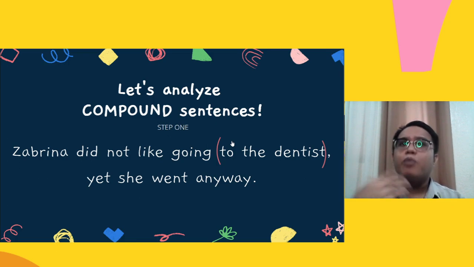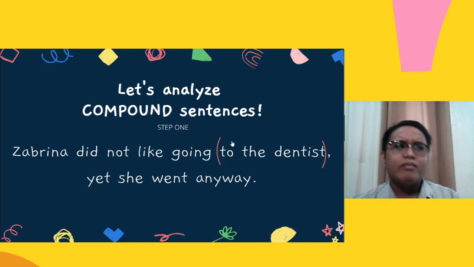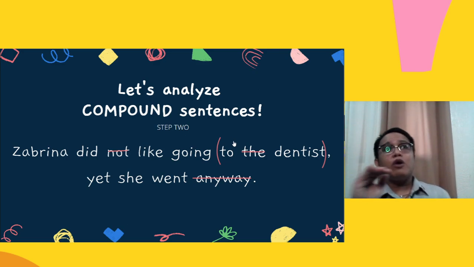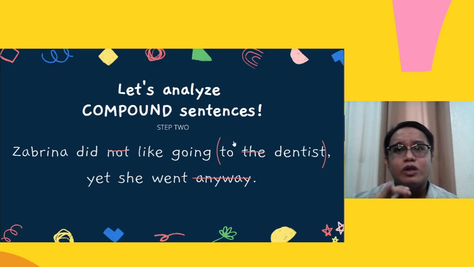She, it's a pronoun functioning as a noun. Went is a verb. Anyway is an adverb, so we cross it out. Okay? So, ingon ani ang mahitabo sa sentence. So, we cross out nato ang not og anyway.